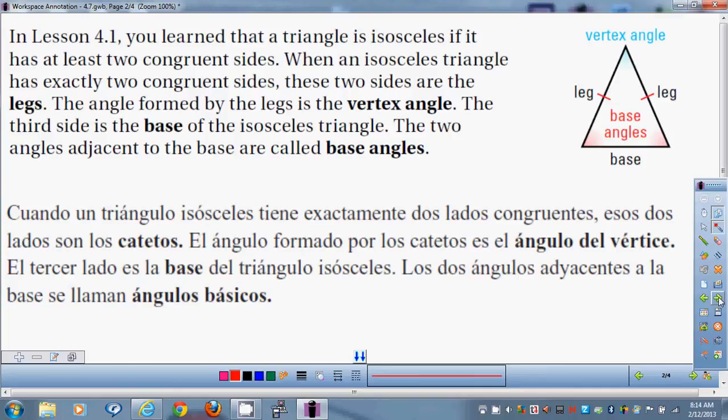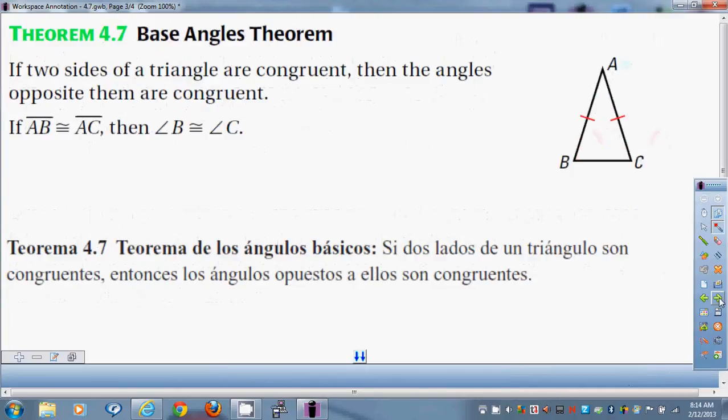You good? All right. Base angle theorem. If two sides of a triangle are congruent, therefore making an isosceles. You're getting too silly. We're wasting time. If two sides of a triangle are congruent, then the opposite angles are congruent. That's what that says. Soak it in. You are going to need that on a proof.